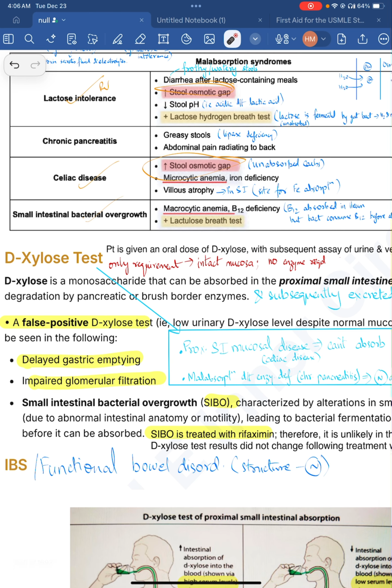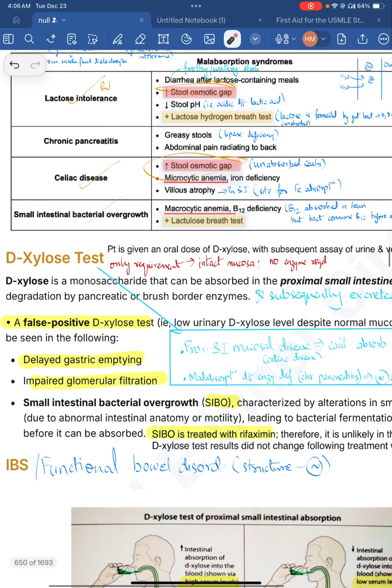Next, SIBO, we just discussed it will cause bacterial overgrowth, and fermentation can occur. In addition to that, the small intestine is also responsible for B12 absorption in the ileum. Iron is absorbed in the duodenum, whereas B12 is absorbed in the ileum part.